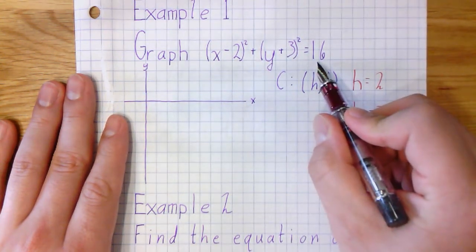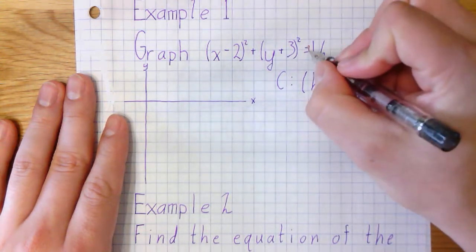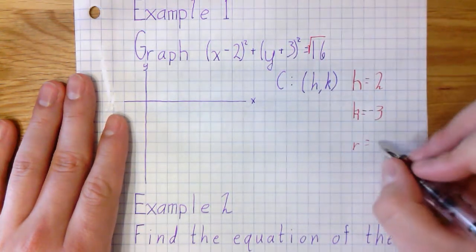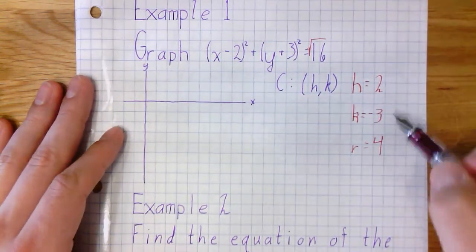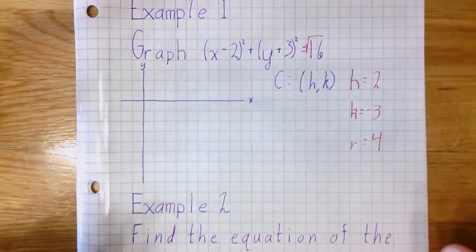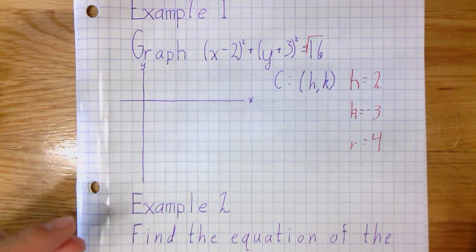Remember, this is r squared, so we have to take the square root of it to find our actual r. So the square root of 16 is 4. So our radius is going to be 4. With these 3 numbers, you have all the information you need to graph your circle.